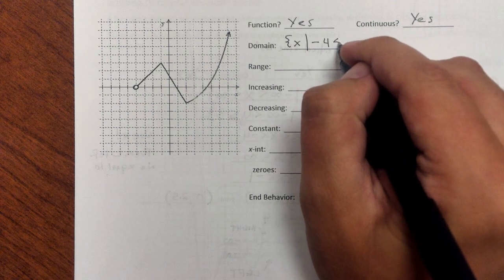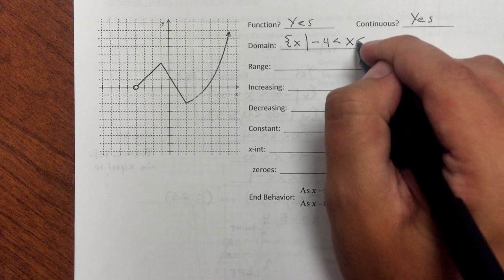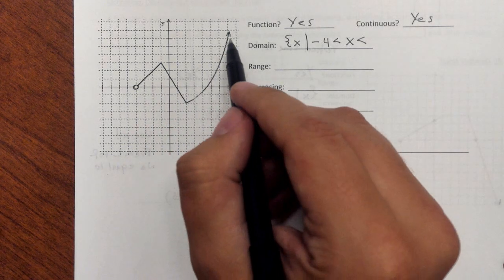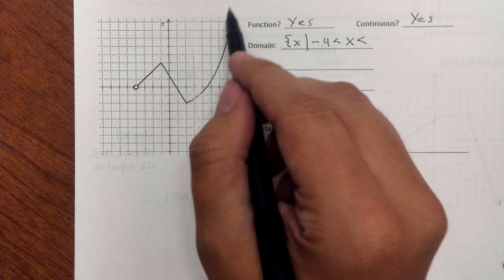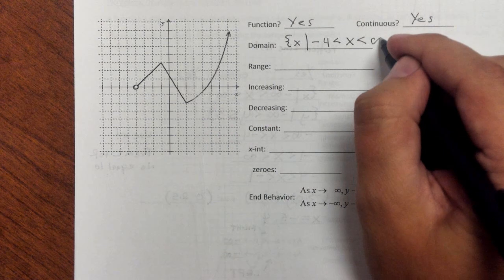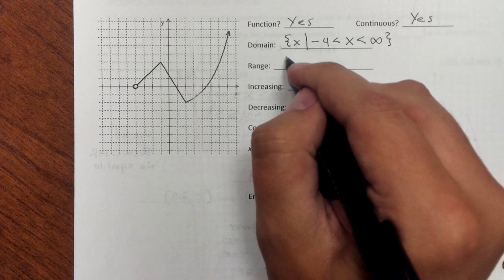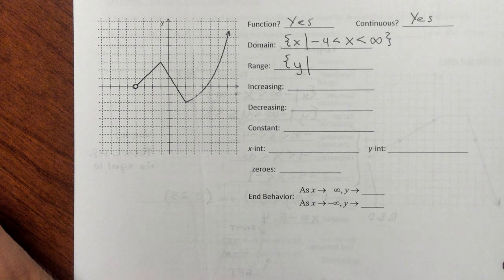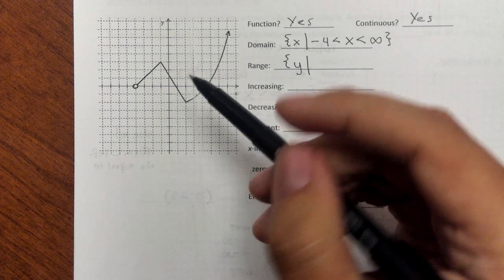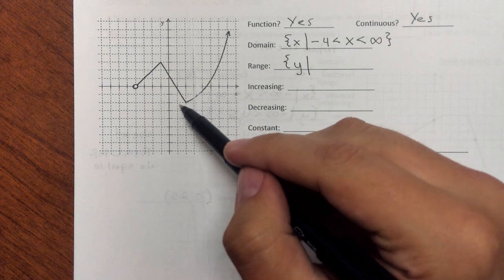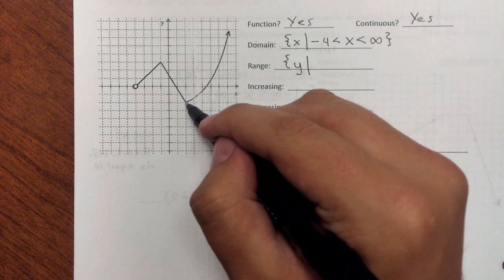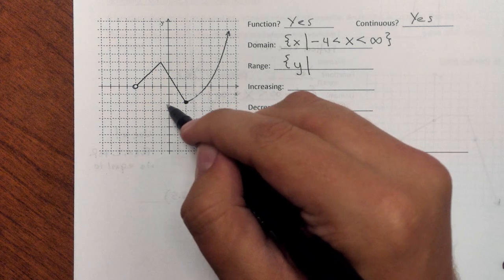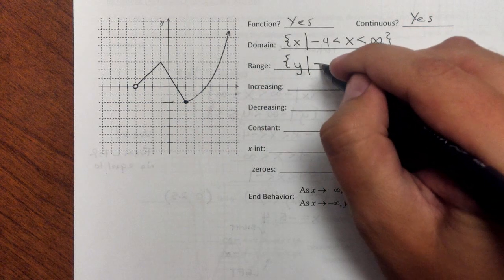For my domain, the smallest x value is negative 4. Since that's coming from an open circle, I know I don't need an equal to. The largest x value, again over here, I'll find more points above and to the right. So the largest x value is positive infinity. For my range, how small does y get? Well, I can see right down here. The smallest y value on this curve is at this point. This is my minimum point, and it's where y is negative 2.